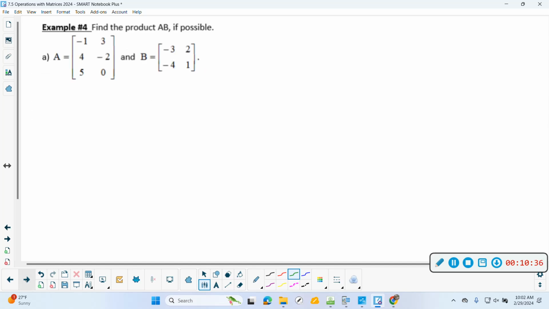So first, I'm going to check the sizes. I'm going to say, hey, can I even do this? So the size of matrix A, we've got 3 rows, 2 columns. And of course, B is our little square matrix over there, 2 by 2.